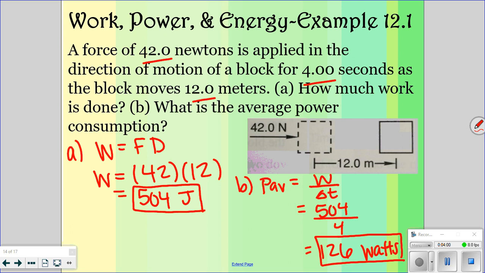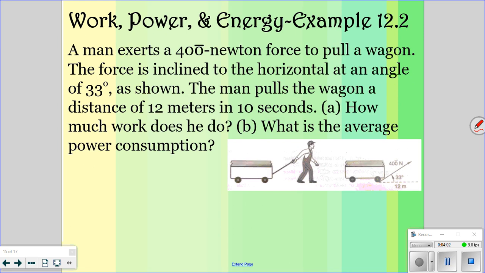We're going to look at another one. A man exerts a 400 Newton force to pull a wagon. The force is inclined to the horizontal at an angle of 33 degrees. The man pulls the wagon a distance of 12 meters in 10 seconds. How much work does he do, and what is the average power consumption? So the first thing we have to do is to make a triangle over here.